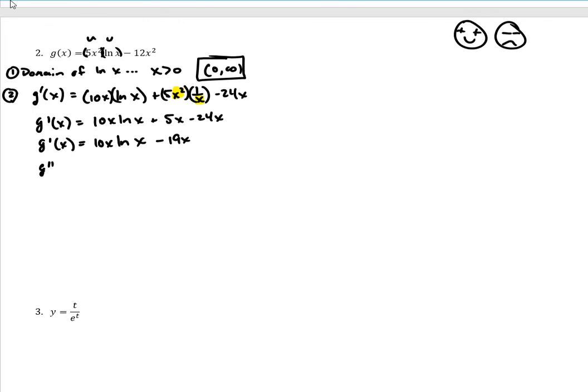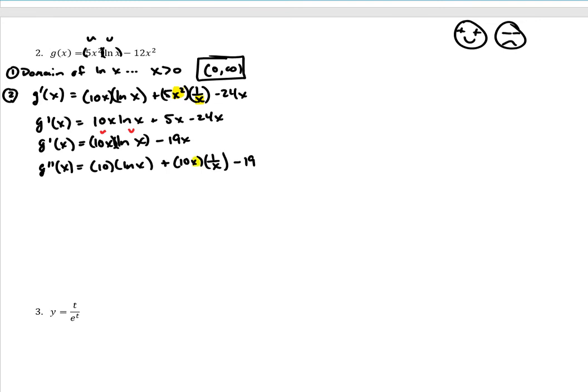So let's keep going. Our g double prime of x, our second derivative, is still using the product rule. Let me just mark it. I'll put it in red to show that this is the u and the v. All right, and to save some space and time, let's word it and plug it in as we go. So it's the derivative of u, which would be 10, times the natural log of x, plus the first one, the u, 10x, times the derivative of the v, which was 1 over x. And then minus the derivative of 19x, which would be minus 19.